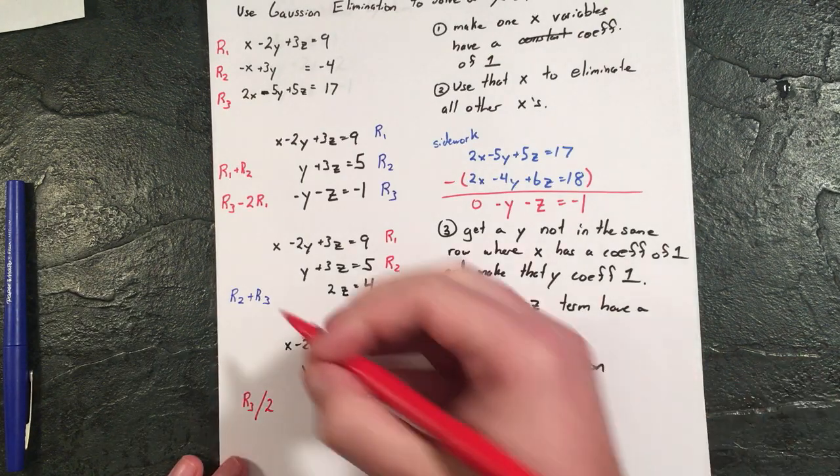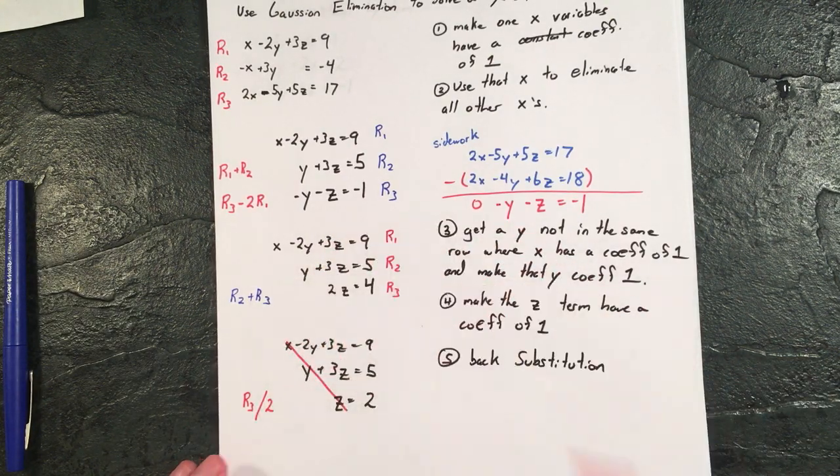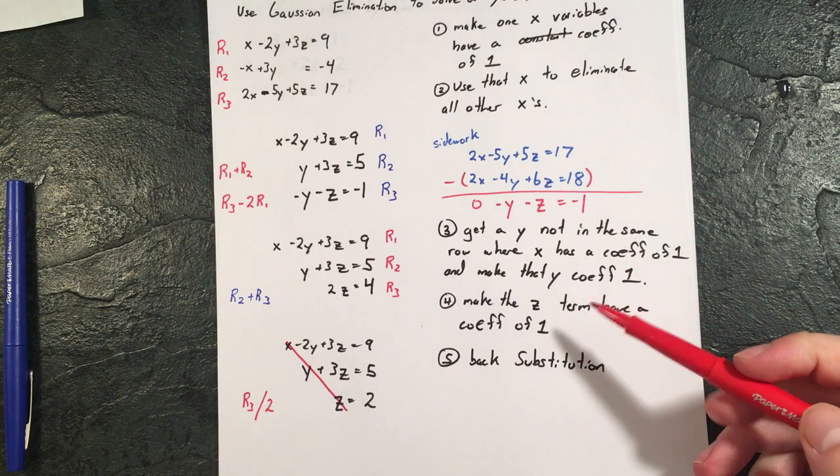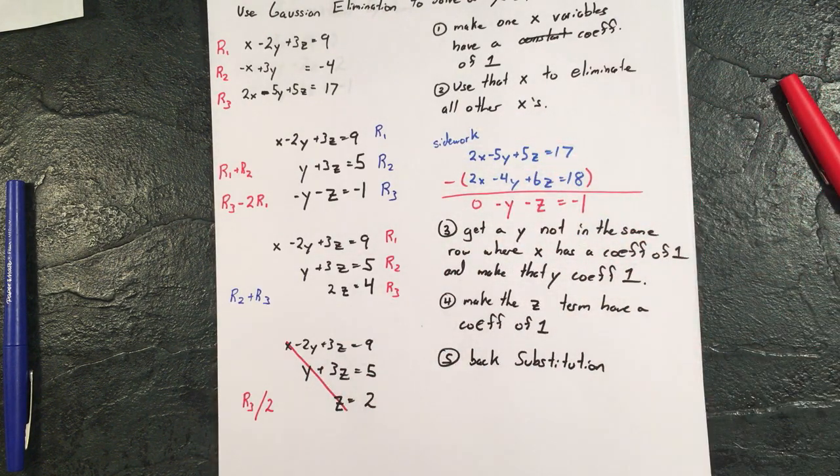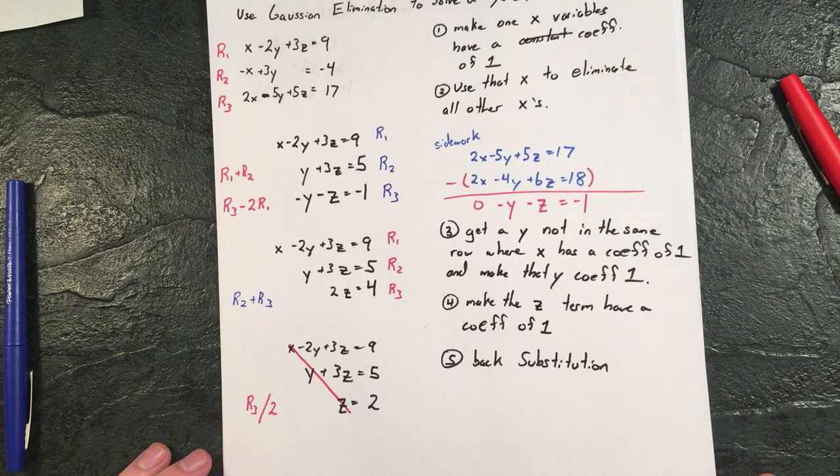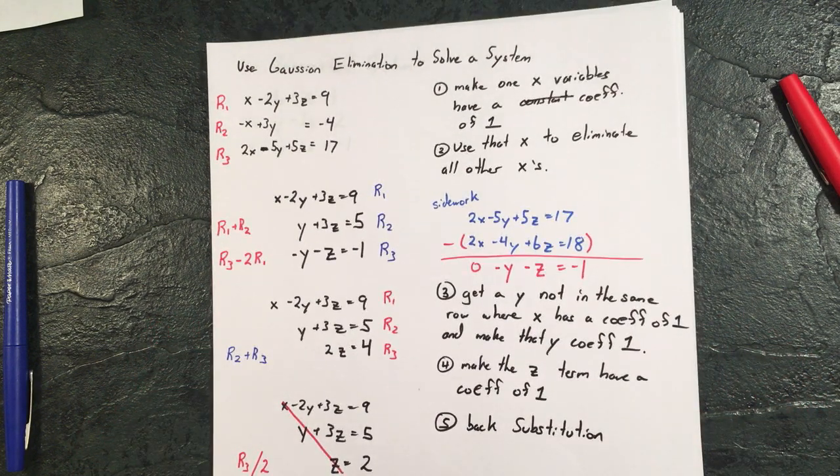Remember, that's where it goes x, then y, then z. It's just kind of going straight down in that diagonal. Once it's in row echelon form, we can use back substitution, and life works pretty easy here. So this is the Gaussian elimination method.